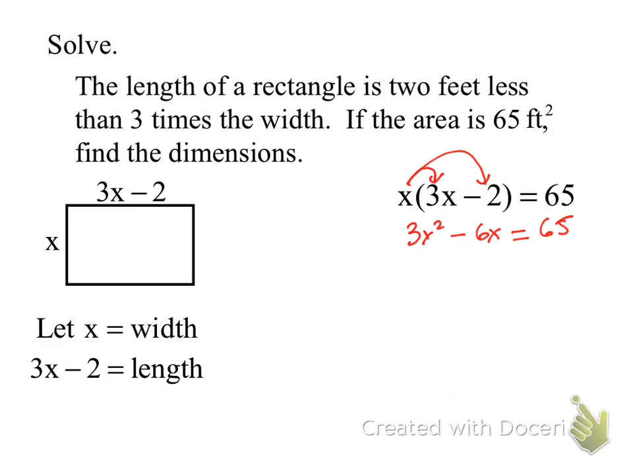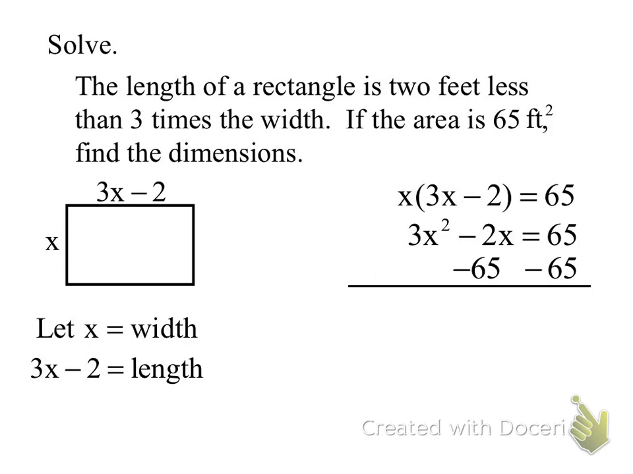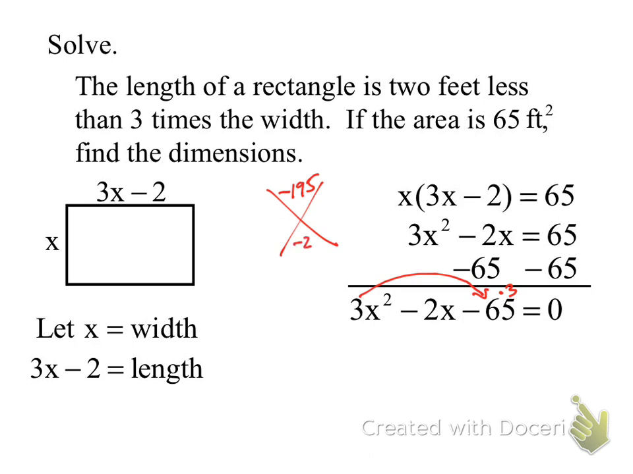You with me? Oh, what did I say? Oh, yeah, sorry. Minus 2x. Again, then subtract the 65. And now we're going to factor with our lead coefficient factoring. So remember, we multiply 3 times 65, and we get 195. Negative 195. And what adds to negative 2?